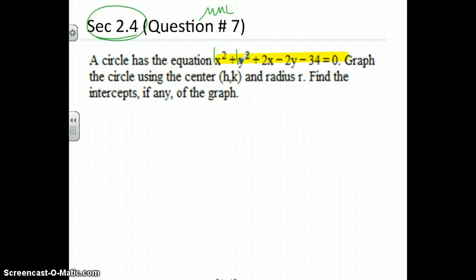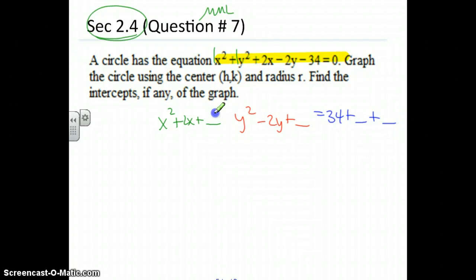But for this particular problem, I'm just going to combine the x terms, and I will also try to throw the y terms together. So y squared minus 2y plus some number. And I'm going to complete the square for both the green and the red. And I'm going to throw the 34 on the other side. And then I'll add two numbers again. So whatever I'm adding to the left side, I'll have to add to the right side.